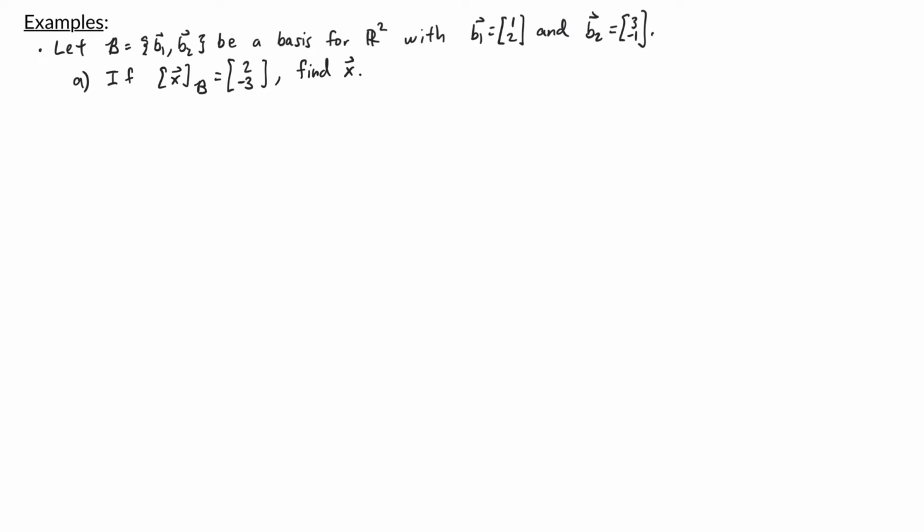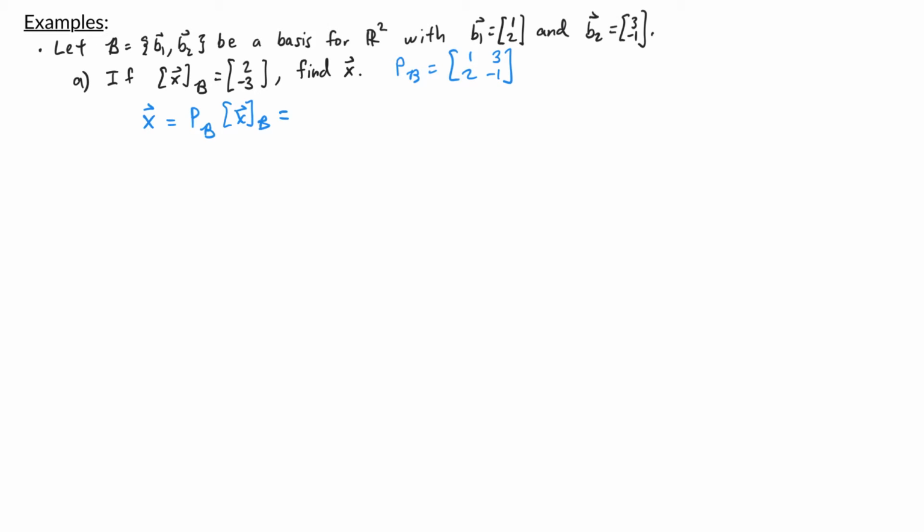So in this example, we have the basis B for R2 consisting of vectors b1 and b2, where b1 is 1, 2, and b2 is 3, -1. For part A, we're given the B coordinate vector for x, which is 2, -3, and we're asked to find the standard coordinates for x. So to find the standard coordinates for a vector, I would take the change of coordinates matrix P_B and multiply it by the B coordinate vector. So remember that the change of coordinates matrix is just a matrix consisting of the basis vectors as columns. So in this example, P_B is the matrix 1, 2, 3, -1.